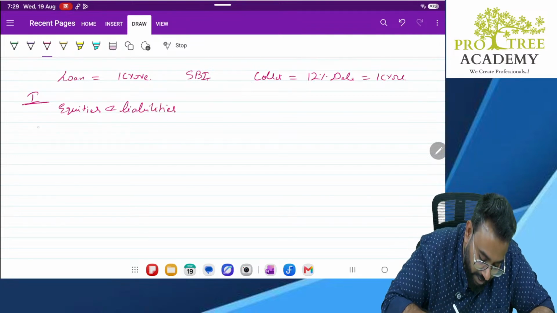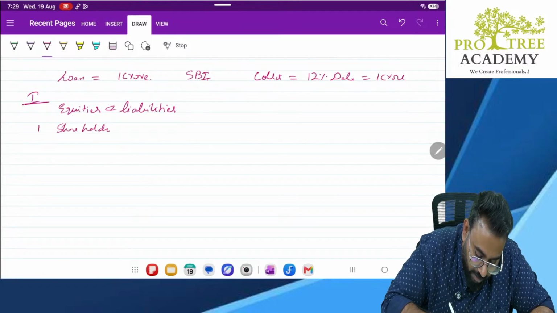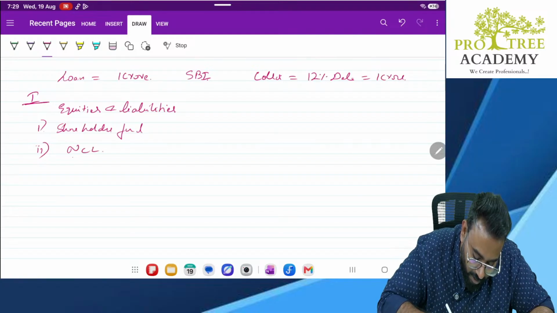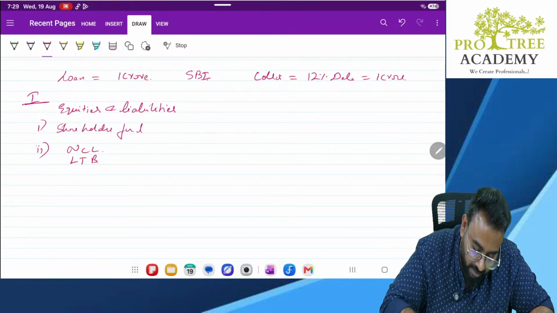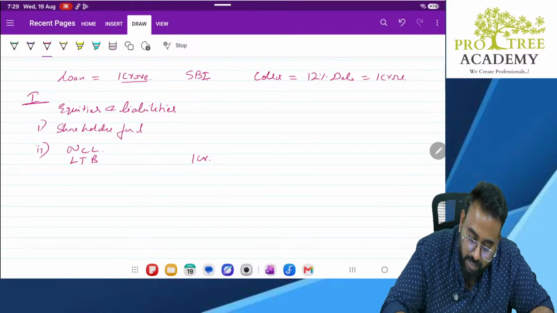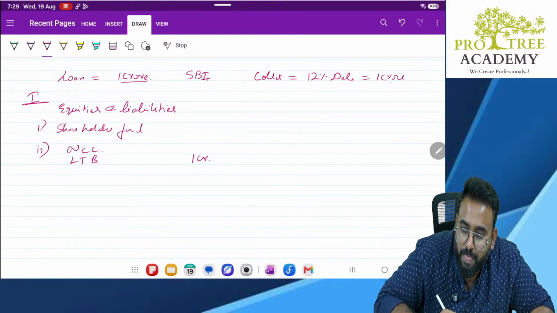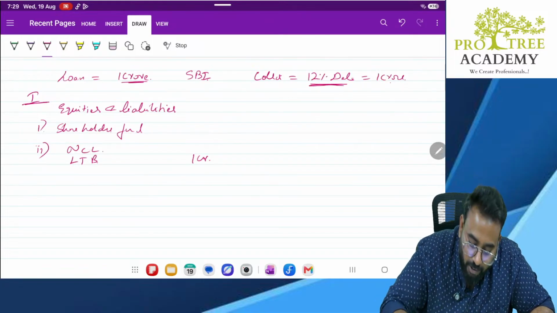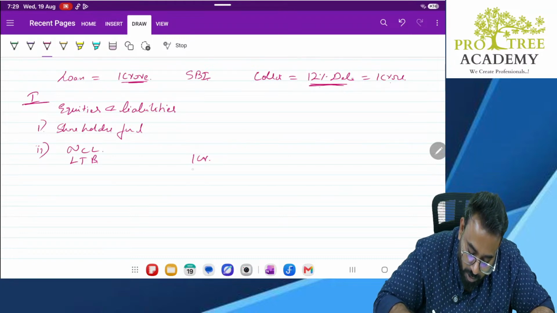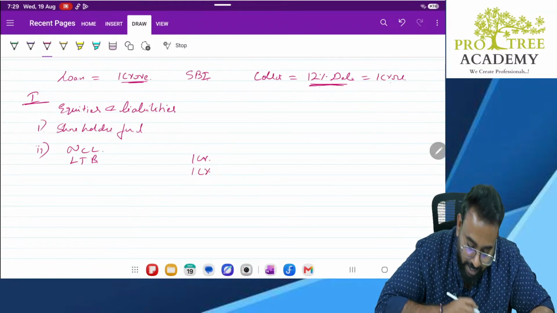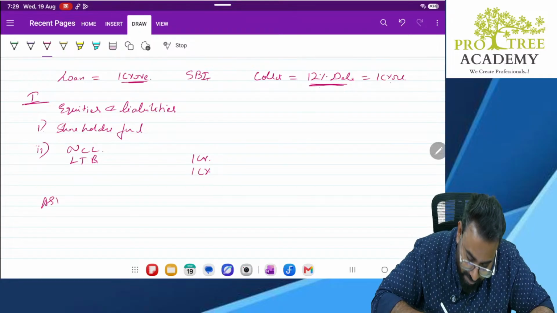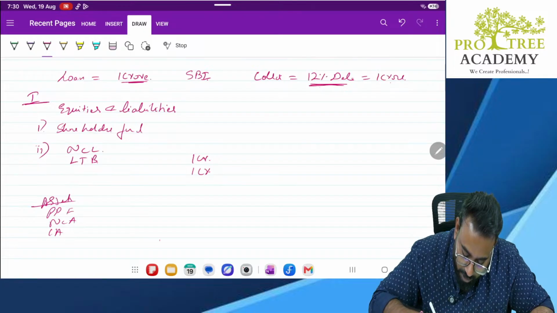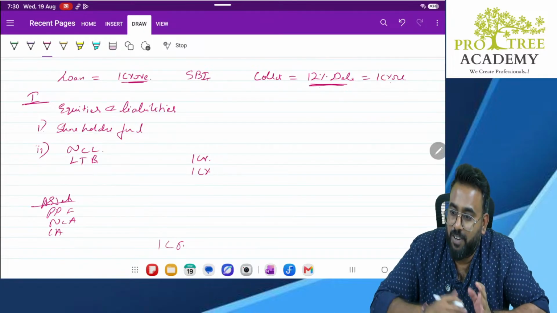So, equities and liabilities. First item, shareholders' fund: nothing. Second, non-current liabilities, long-term borrowings: how much? 1 crore. Now, this 1 crore of debentures should also come? We have issued 12% debentures and we have taken a 1 crore loan. Do you think this should also come as 1 crore? If it comes, what will happen? I will tell you. Go to assets. No PPE, no non-current assets, and in current assets 1 crore. The balance sheet will not tally.